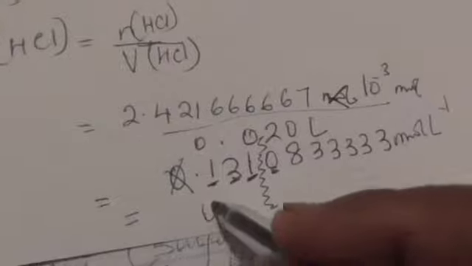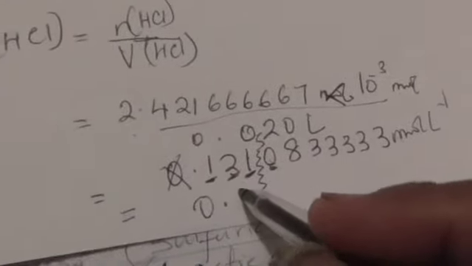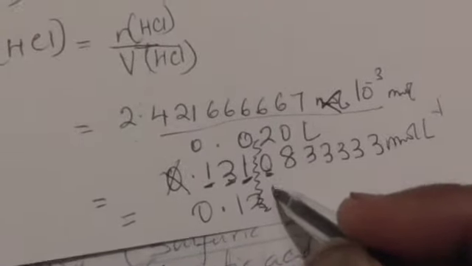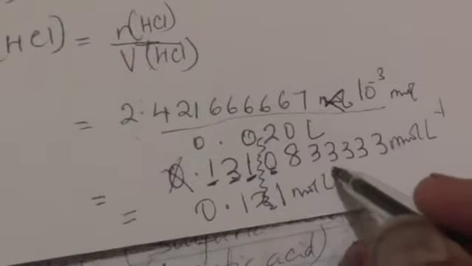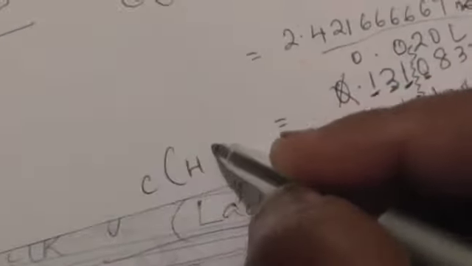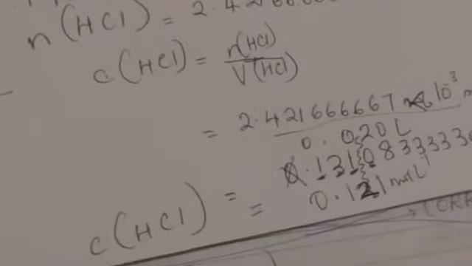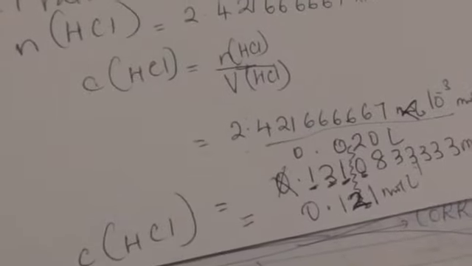So my final answer will be 0.121 mole per liter. Alright, and I might just say here what it is: it's the concentration of hydrochloric acid, or you can put another sentence saying that's the concentration of hydrochloric acid.